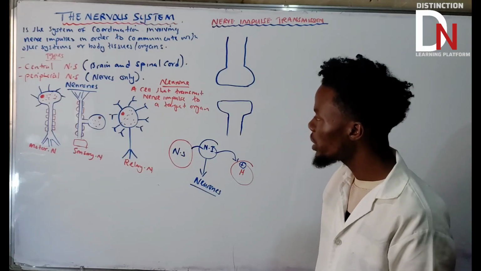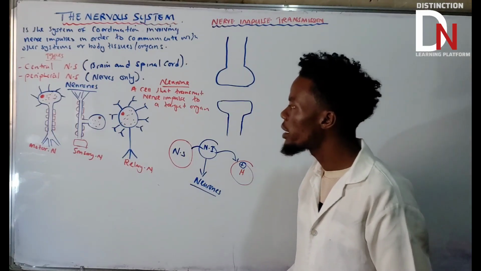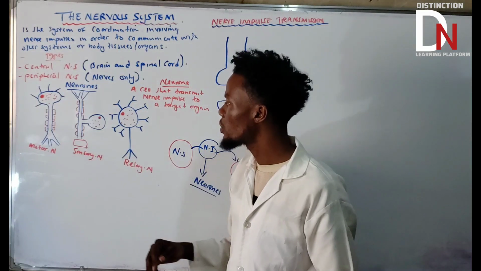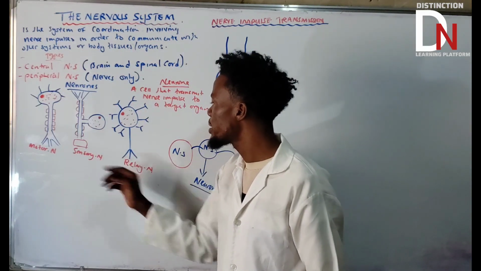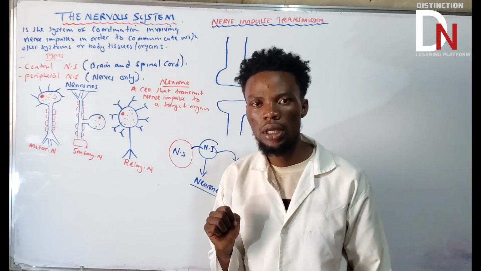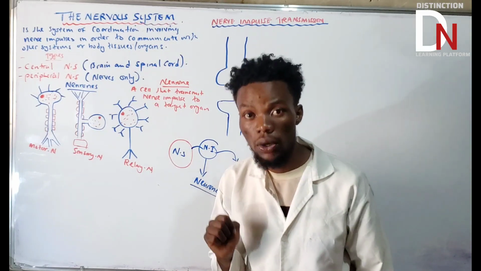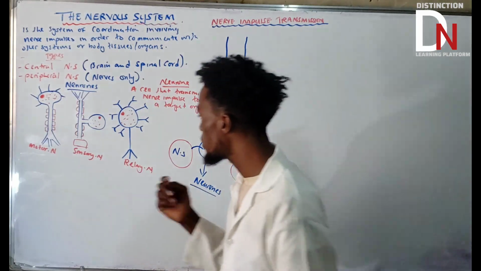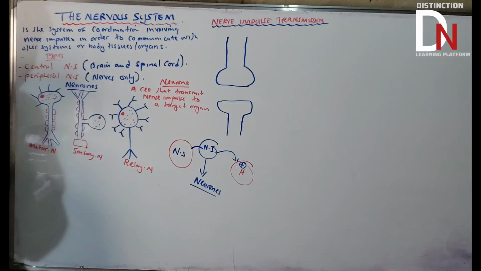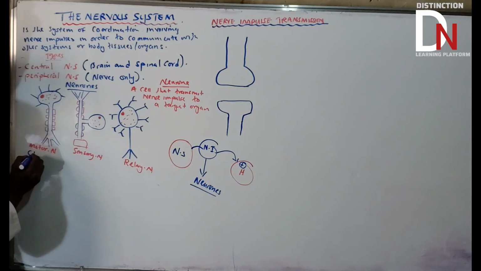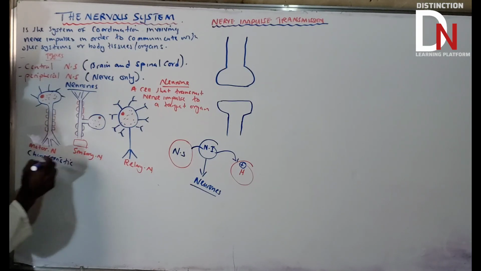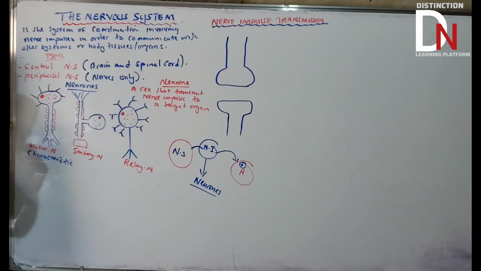Now the question that you can ask is, what are the things that helped me to identify this is a motor neuron, this is a sensory neuron, and this is a relay neuron? What are those important features that you can look for? Those are what we call characteristics. So let's talk about the characteristics of these. Characteristics of motor neuron.